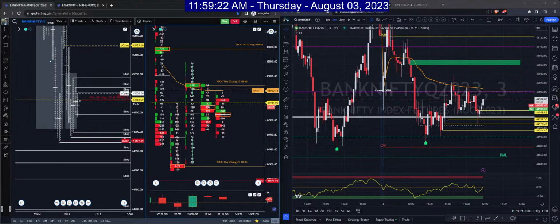With premium erosion, that I forgot to mention. So both put premiums are eroding, call premiums are also eroding. We are just balancing. Time is getting spent. Or I should say time is just getting passed. It's not spent, it's getting passed through.